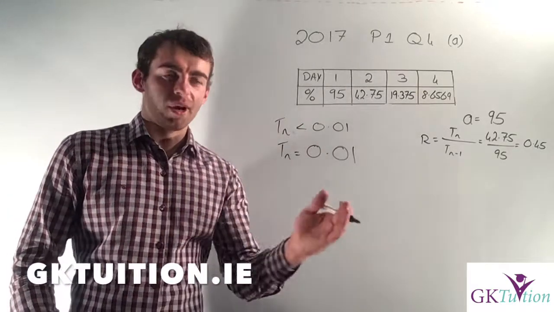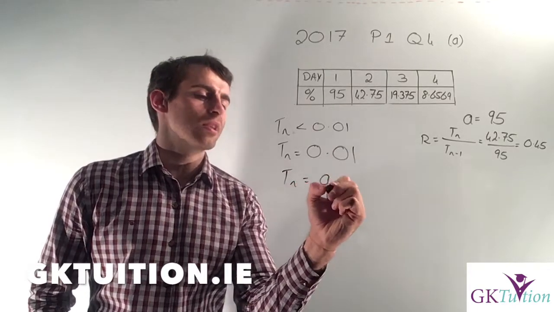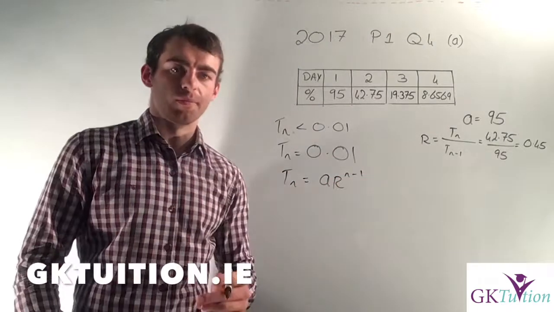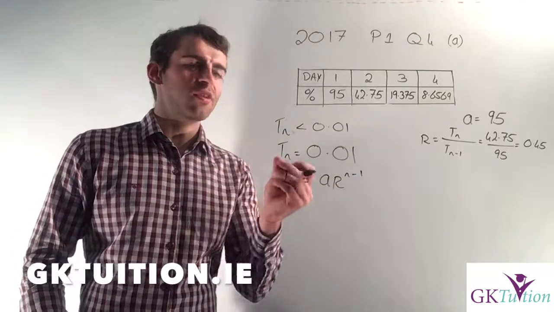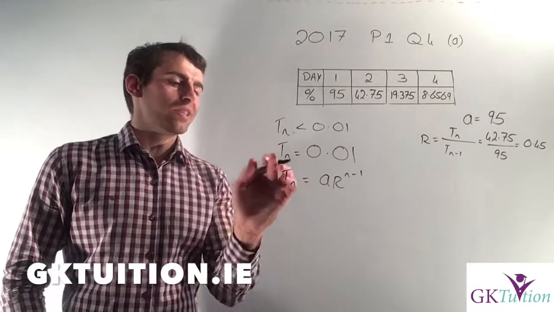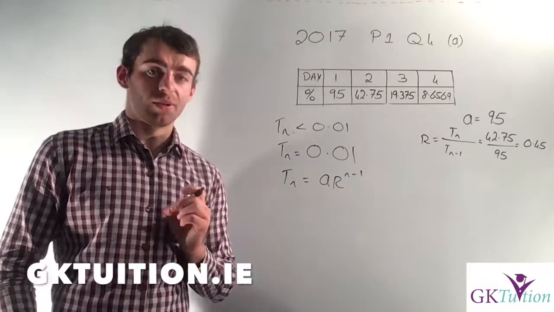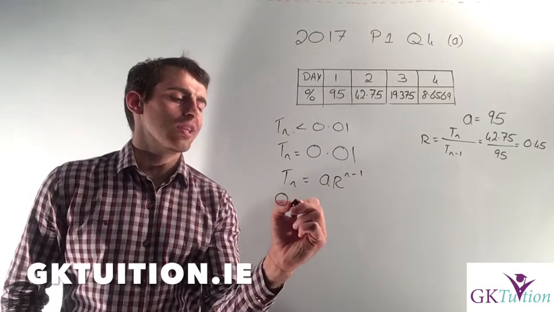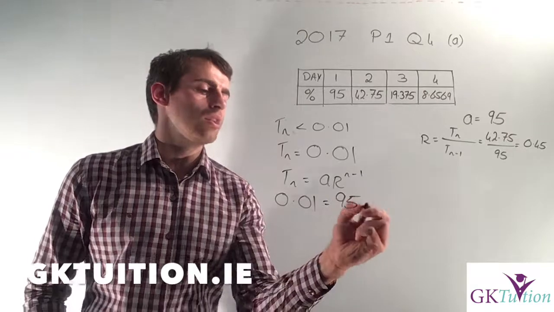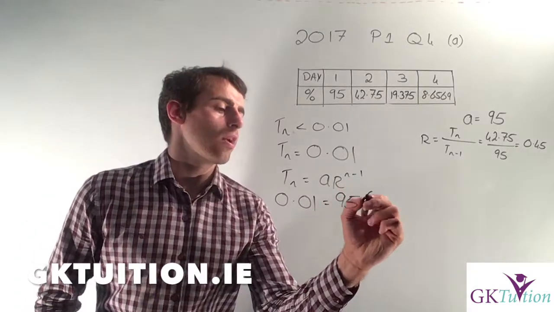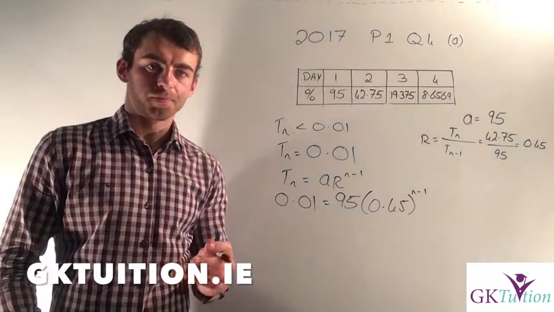So there's a formula in my log tables for Tn of a geometric sequence. I know that Tn is equal to a r to the power of n minus 1. And obviously in this case what I'm looking for is my n. n is the number of days. And I know that Tn is 0.01. So I want to know when is this going to be equal to 0.01. So instead of Tn, I'm going to sub in 0.01. Instead of a, I can sub in 95. Instead of r, I can sub in 0.45 to the power of n minus 1.